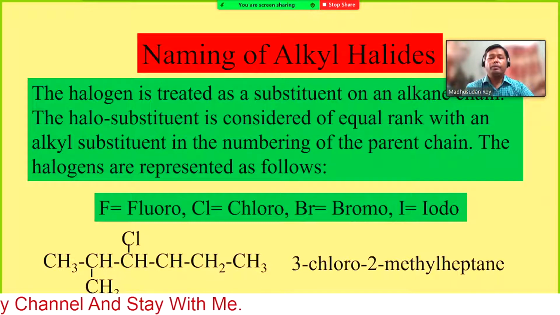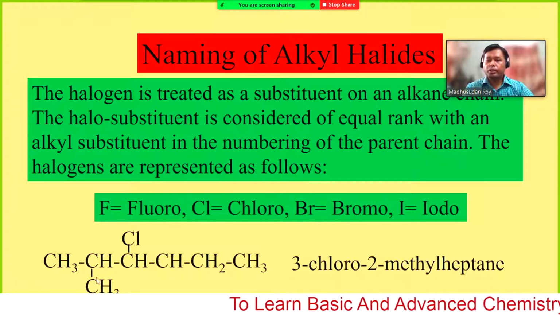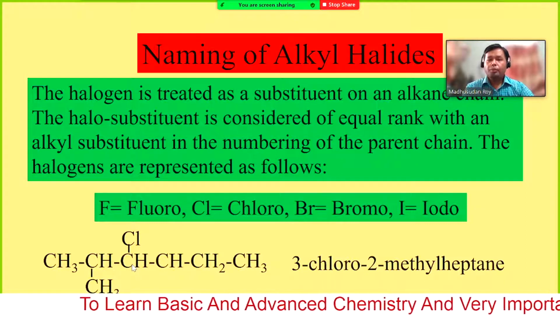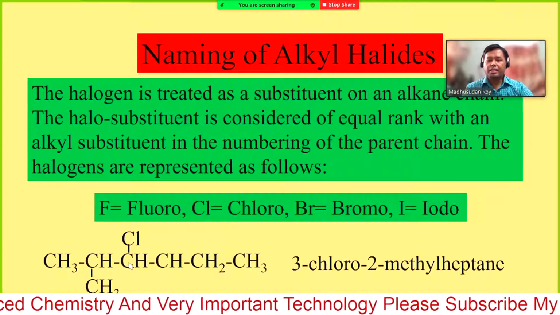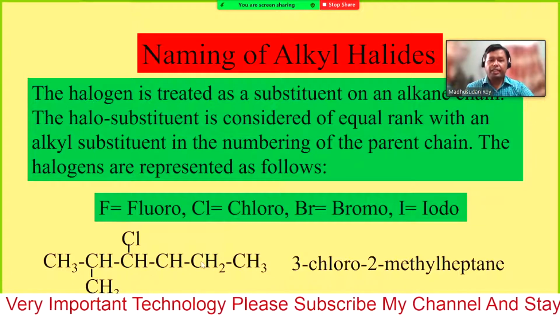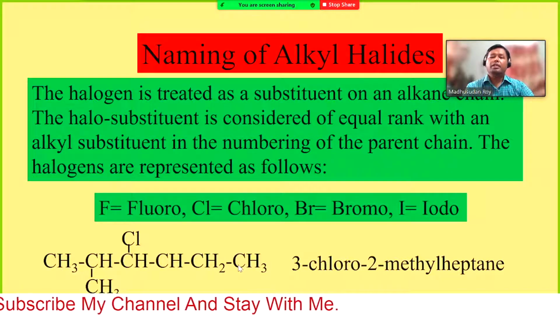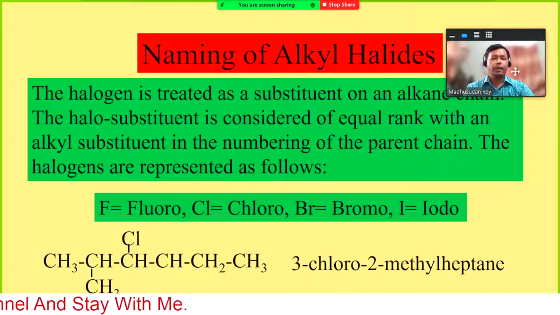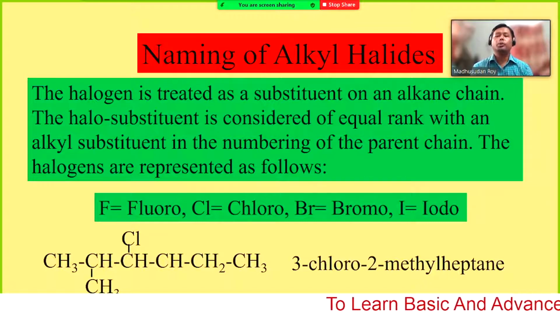If we number the other way, starting from the left, 1, 2, 3, we have one substituent at position 2 and another at position 3. So the summation of the substituent numbers is 2 plus 3, only 5. But from the right side the summation was 9. So if you number from the right side, that does not follow the IUPAC rule. So what is our rule? We should remember that the summation of the positions of the substituents should be minimum.